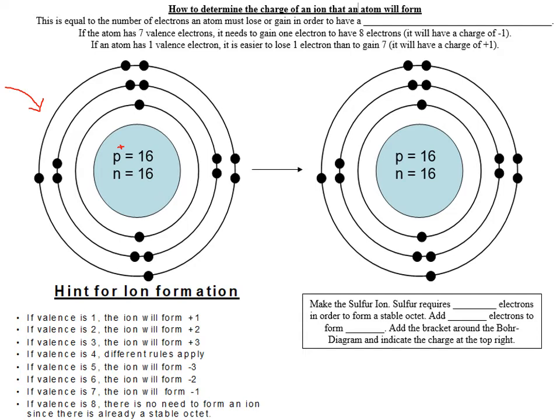So what we need to do is figure out what type of ion a non-metal will form. Right now we're looking at non-metals. So for example, this is sulfur. It's a non-metal. You have to figure out how many electrons it needs to get a full valence shell. So the charge of a non-metal is going to be equal to the number of electrons it needs to have a full valence shell.